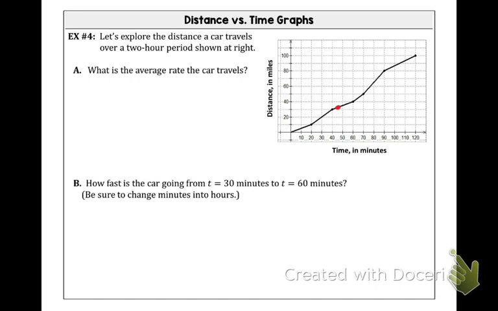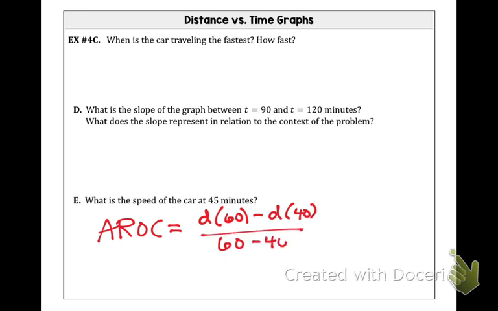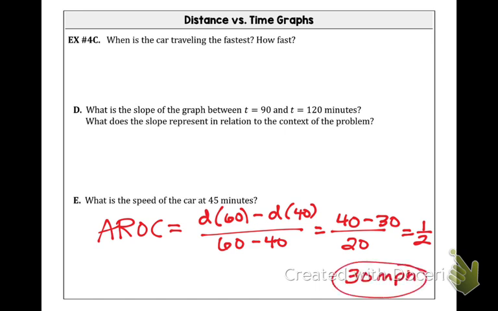So let's go ahead and find the rate of change between 40 and 60. So we're going to do an average rate of change between 60, so the distance at 60 minus the distance at 40, divided by 60 minus 40. And that is 40 minus 30, all over 20, which is 1/2. 1/2 times 60 means it would be 30 miles per hour would be the speed at 45 minutes.